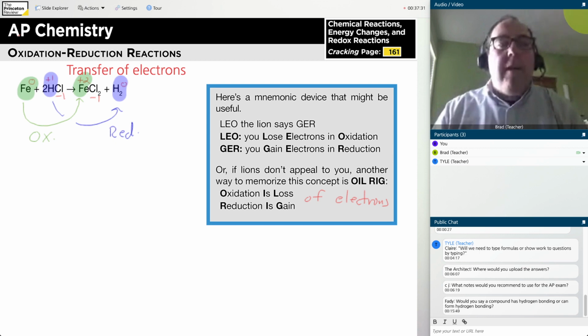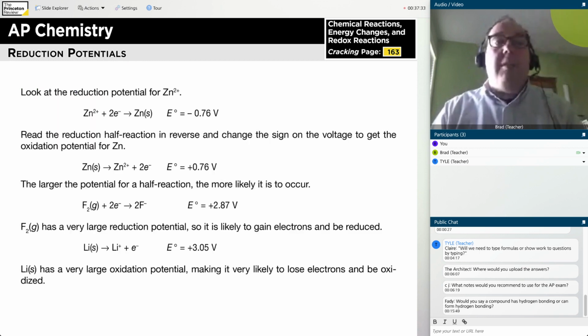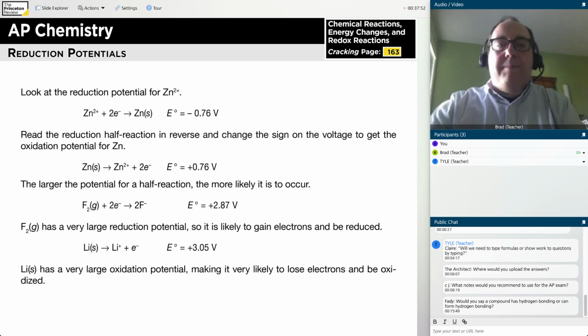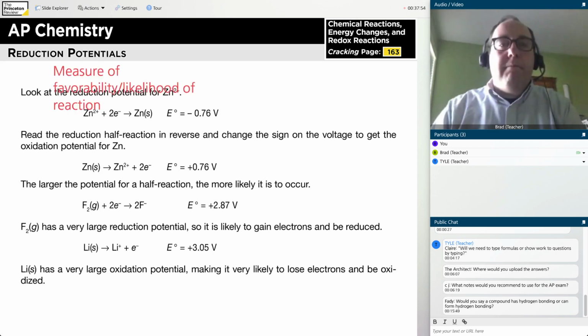We're going to talk next about reduction and oxidation potentials. The way we're going to use these potentials is to measure the favorability or the likelihood of a reaction. They're not exactly the same, but in this case, they work out to be the same. So it's a measure of the favorability slash likelihood of reaction. That's what these numbers are going to be good for.